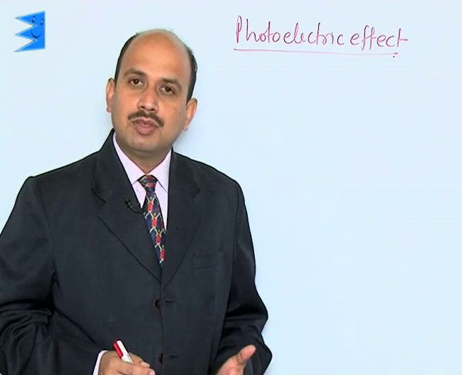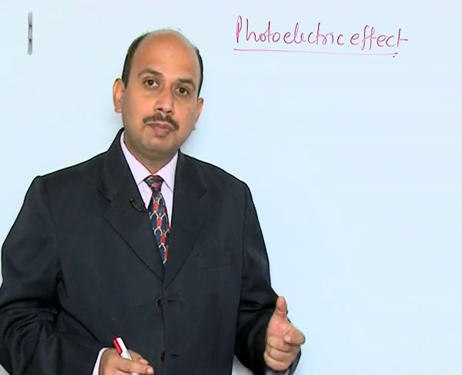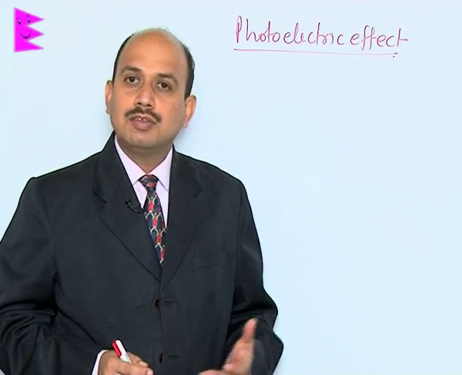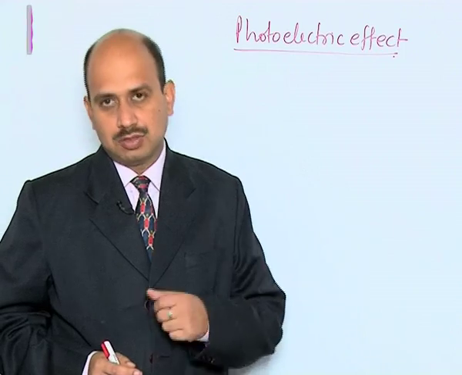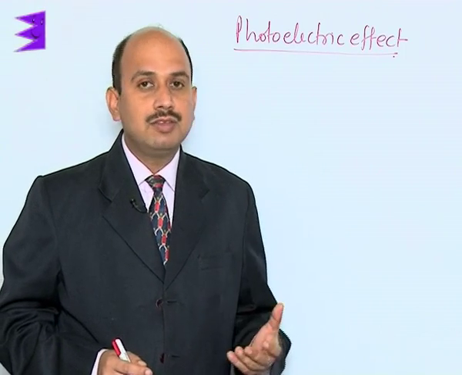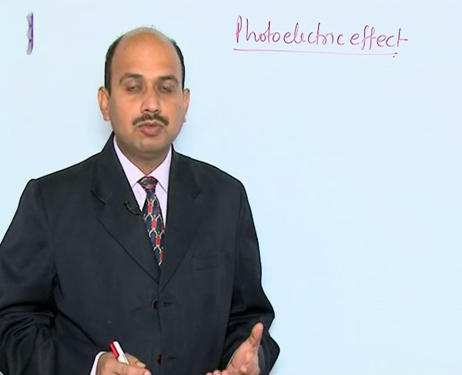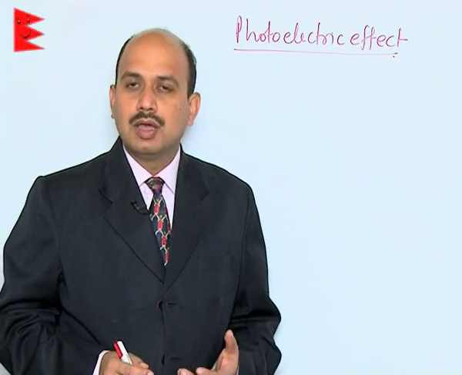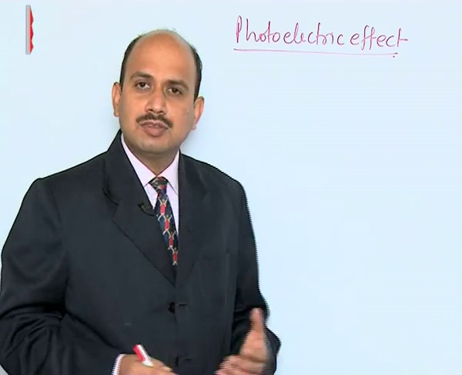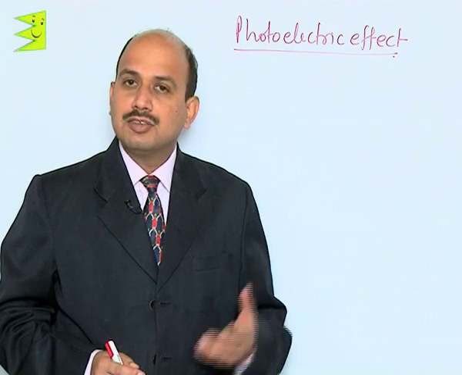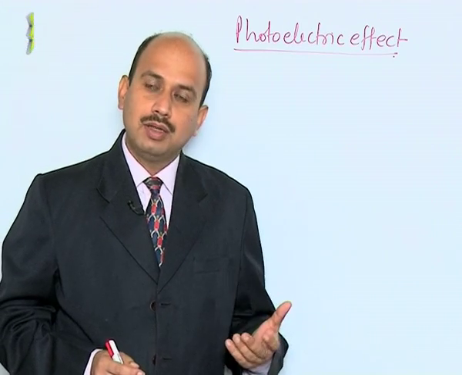Above the threshold frequency, stopping potential is directly proportional to the frequency of the radiation falling on the metal plate, but it is independent of the intensity. If the intensity is varying and frequency remains constant, stopping potential remains constant. Also, photoelectric emission is an instantaneous process. It means there is no time lag. As soon as the radiation falls, we get photoelectric current.